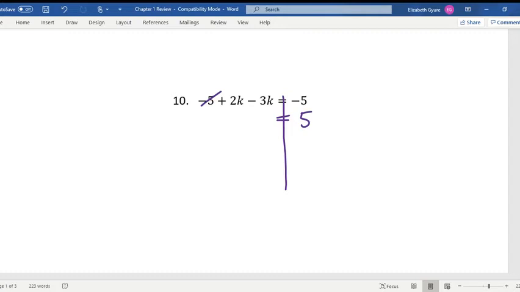All right, now we're on to the 2K. Stay or go? Stay. -3K. Stay or go? Stay. And now we're on our number side. Is the other -5 good where it is, or does it need to move? It can stay.